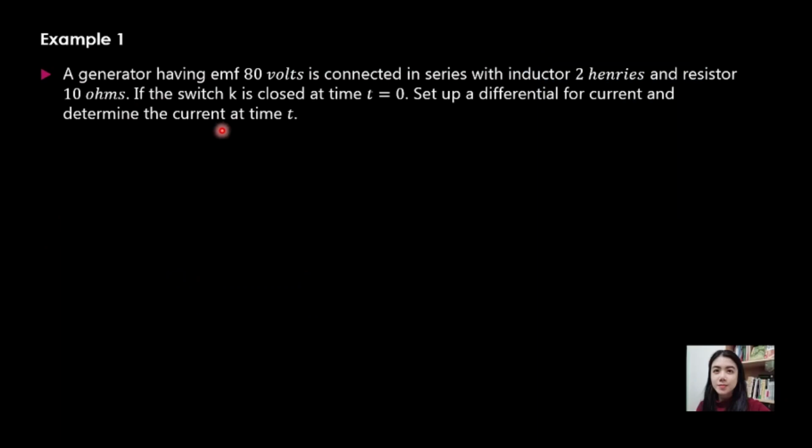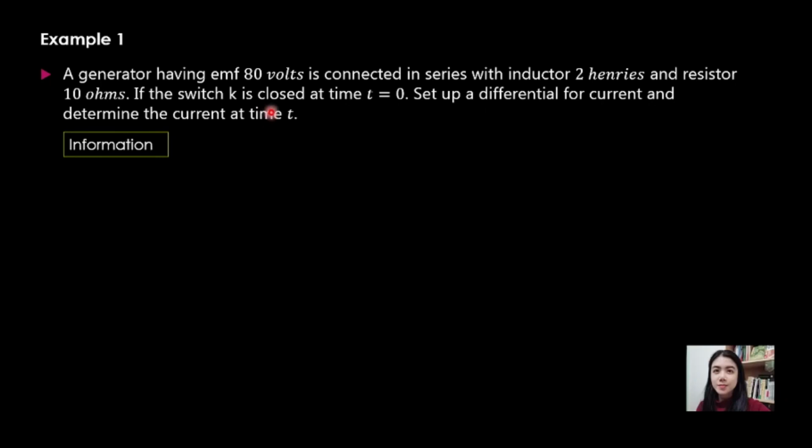Now let's look at the first example. A generator having EMF 80 volts is connected in series with an inductor of 2 Henry and a resistor of 10 ohm. If the switch K is closed at time t equals 0, set up the differential equation for the current and determine the current at time t. Let's gather the information from this example.